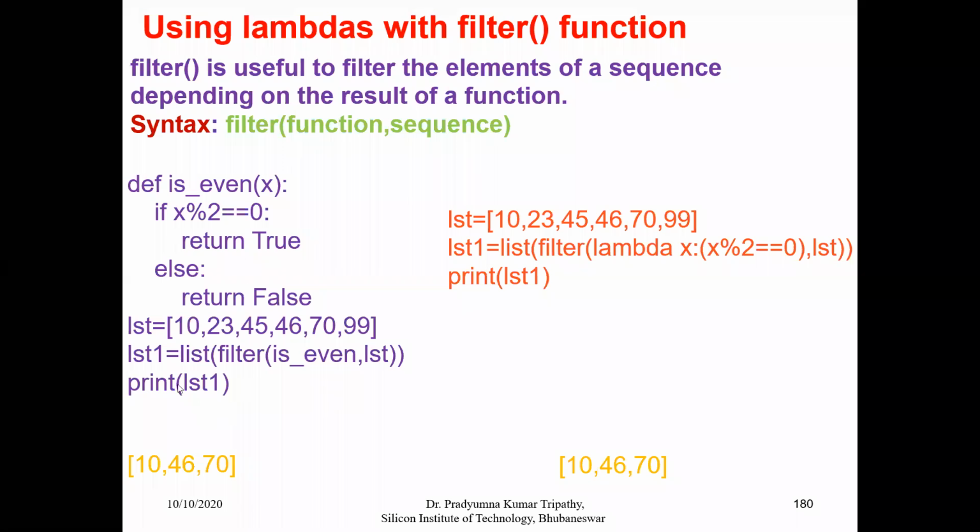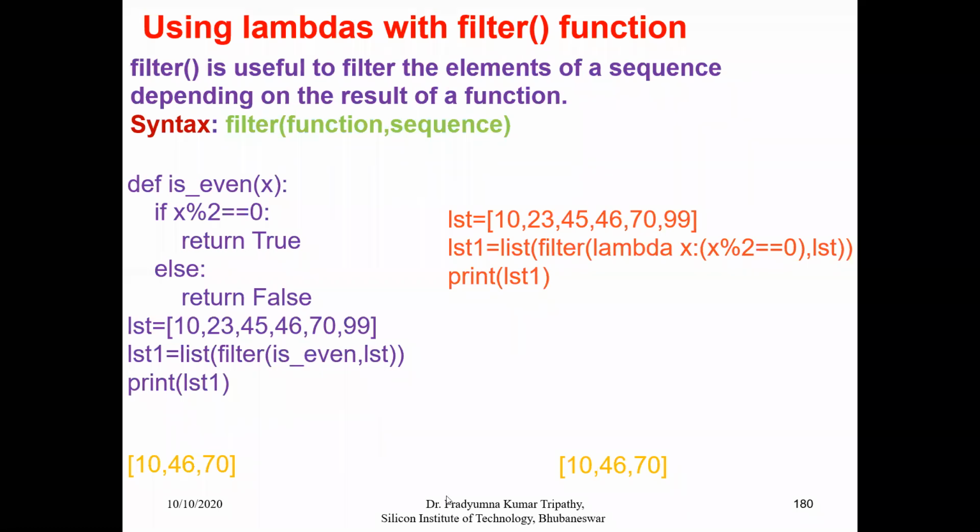This is the function of filter. To the filter, we pass a function and a sequence, maybe a list, tuple, whatever. For each element, it works. For every element, it will take it and do the check over here. But it will return what? It will return those elements which are true.